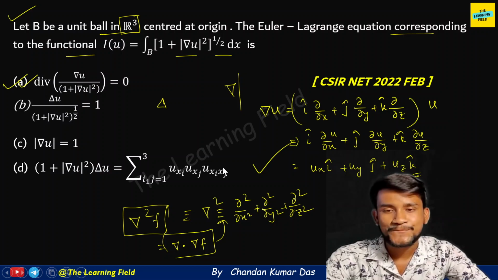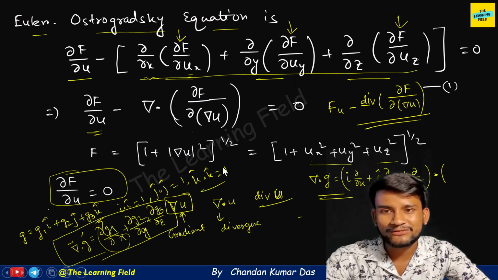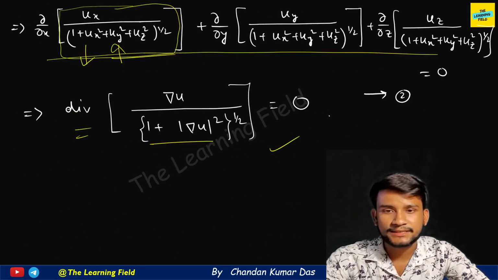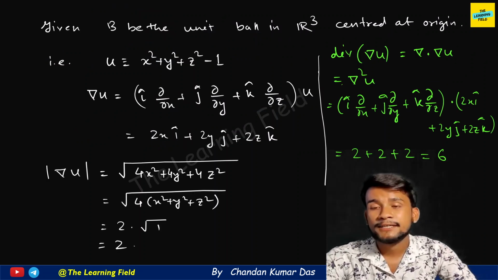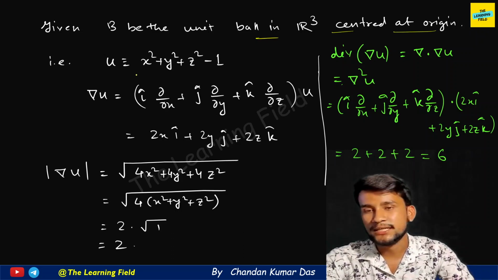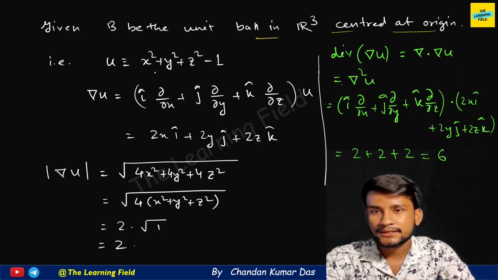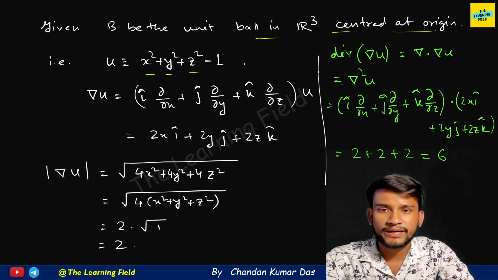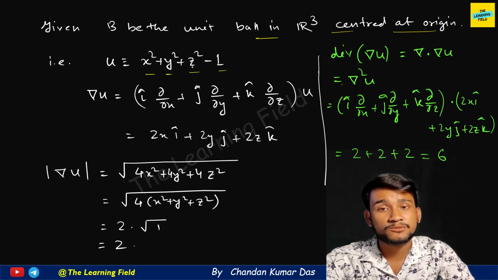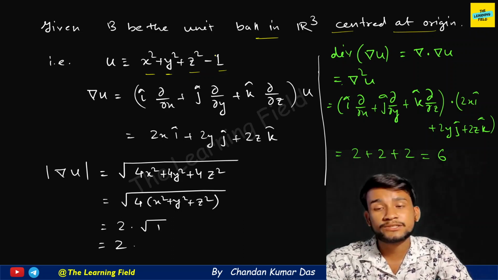Okay, so now if we proceed further with these questions, given that B is a unit ball in R3 centered at origin, that means the equation of this unit ball we can write as x square plus y square plus z square minus 1. This is the equation of a sphere in 3 dimensions.